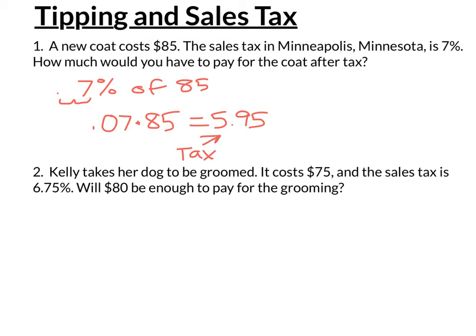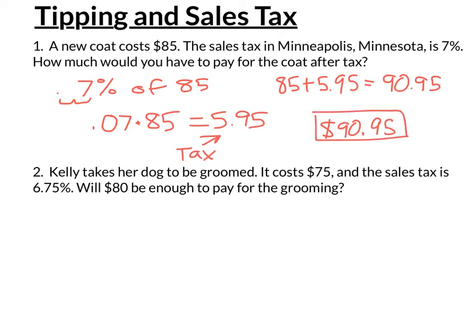Now, taxes make the price go up. So we're going to find our final price by doing 85 plus $5.95, which gives us 90.95. So $90.95 will be the total price that we have to pay for the coat in Minneapolis, Minnesota.